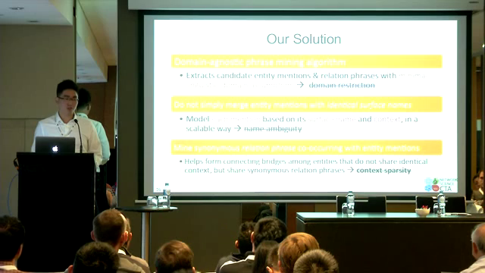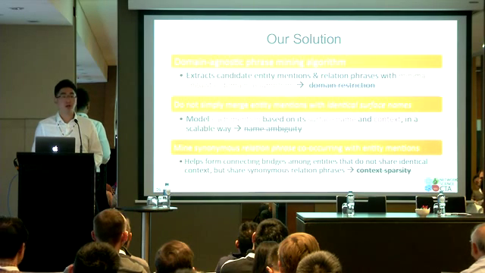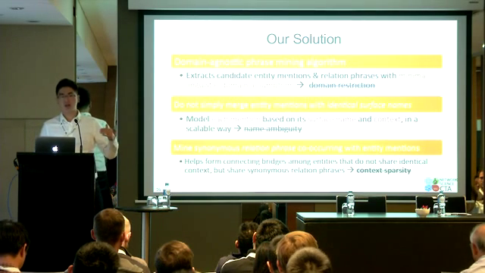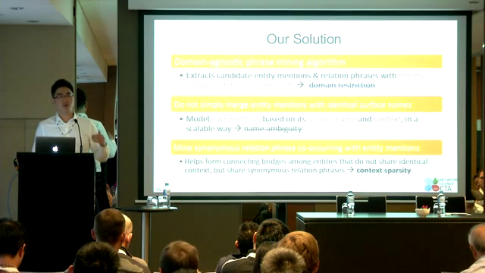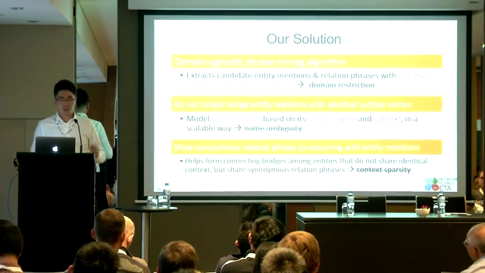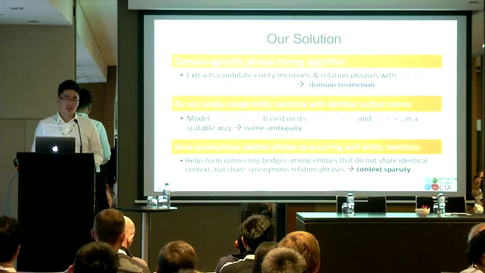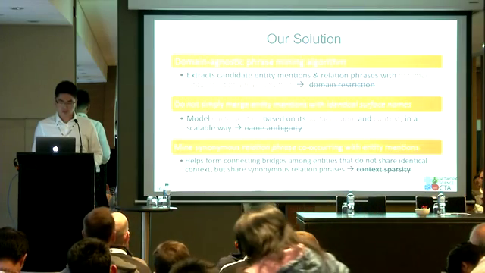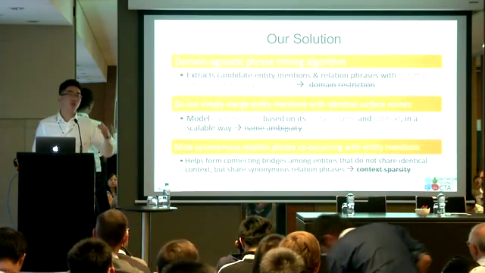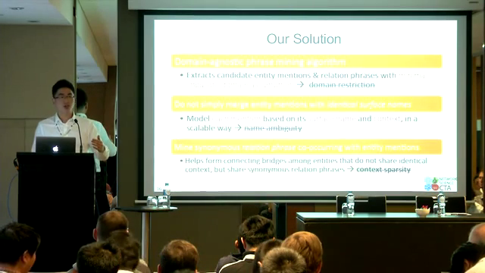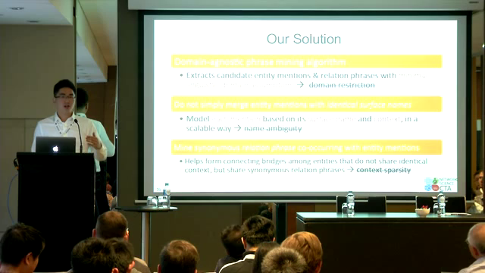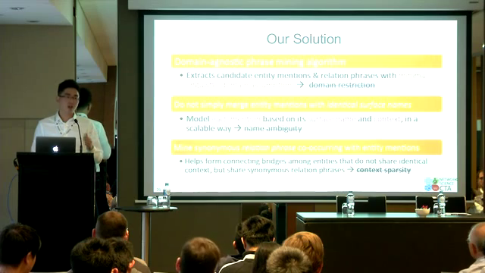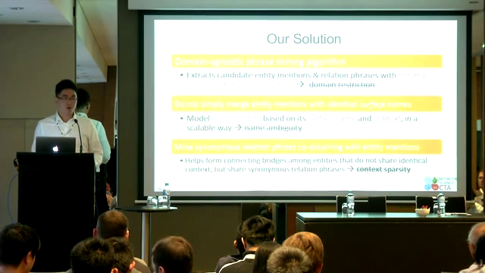And for the name ambiguity problem, we do not simply merge the entity mentions with the same surface name. For example, you see this Washington in sentence A, and another Washington in sentence B. You are not merging these two different objects as one node, but you are treating them separately. And the third one is that we are trying to mine the synonymous relation phrases co-occurring with the entity mentions. That means you are using these relation phrases as the bridges to propagate the types, but you also want to cluster them together, so that some of these sparse relation phrases can belong to some of the groups, and the propagation is more effective.